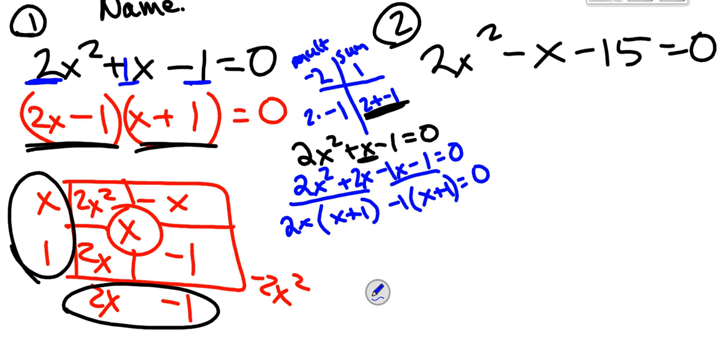Here, then, the common factor of those two is x plus 1. When you factor those out, you get 2x minus 1. And either way, we should be able to factor that, okay? I'm just telling you now that my expectation is that you can factor that whatever way you choose.